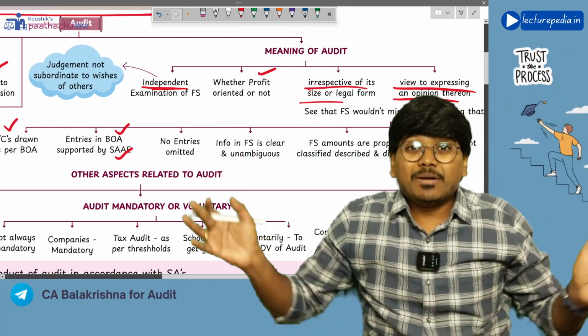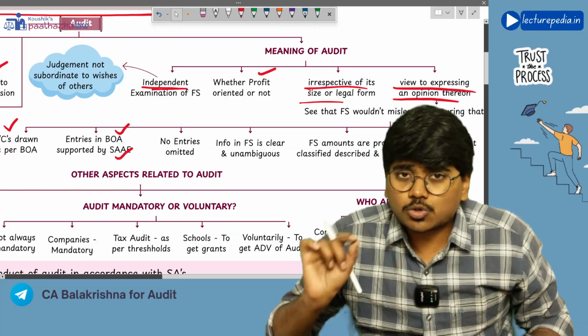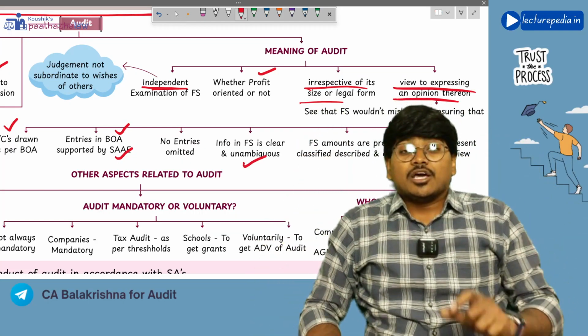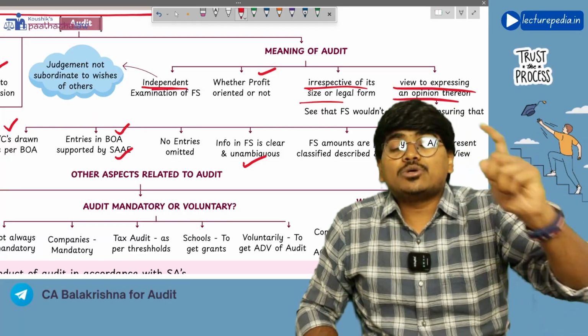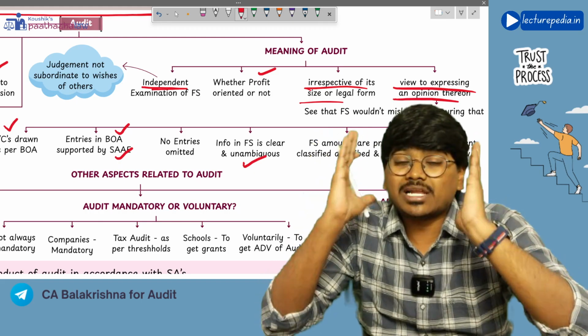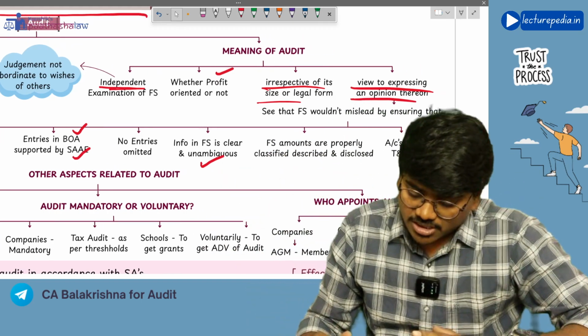Next, none of the entries should be omitted. That is completeness of all the entries. You should not omit any of the transactions. Next, information in the financial statements should be clear and unambiguous. That means the reader who is reading the financial statements should be able to clearly understand them.